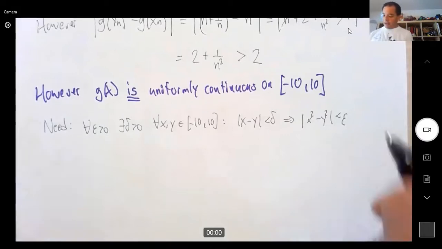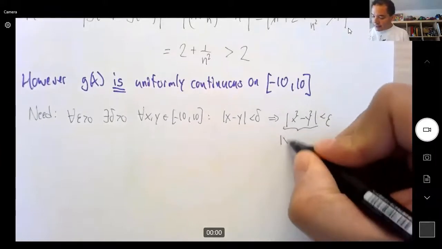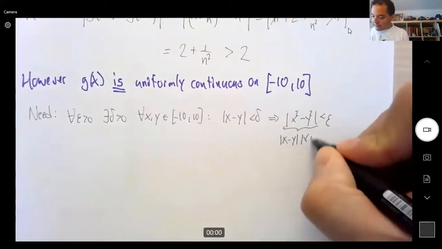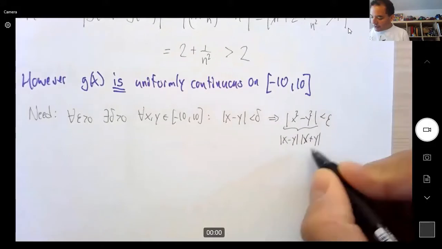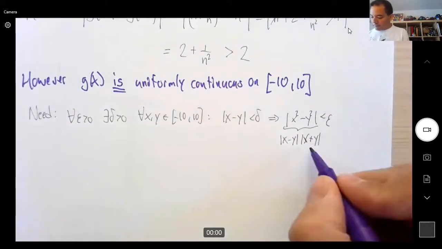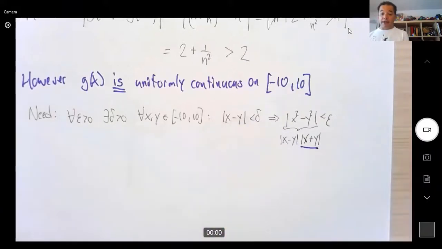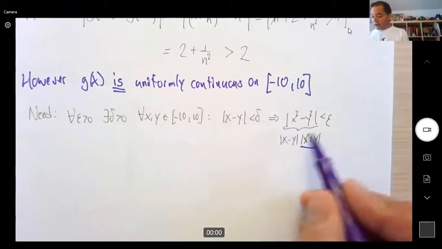So specifically, same as before. This is x minus y times x plus y. What I need to control is x plus y, this part over here. Because x minus y, that's good. That's less than delta. That part I can control. How do I control the x plus y?